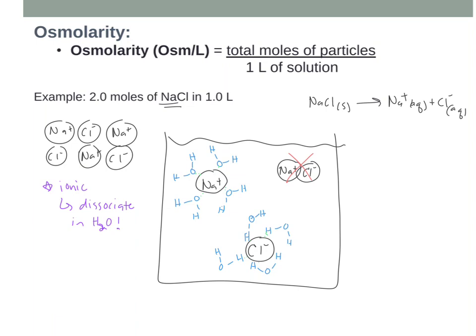Or in other words, what's kind of weird is that if you have 2 moles of this sodium chloride, it actually now becomes 2 moles of sodium ions and 2 moles of chloride ions, or in other words, it becomes a total of 4 moles of particles.